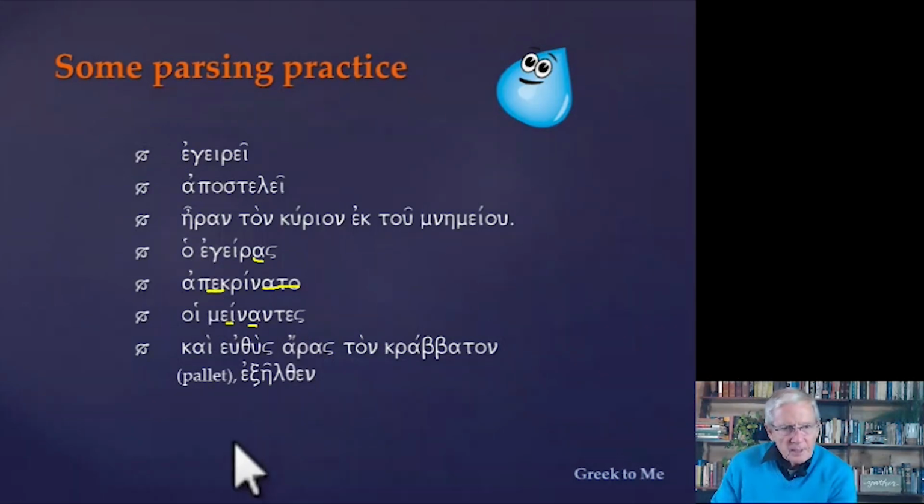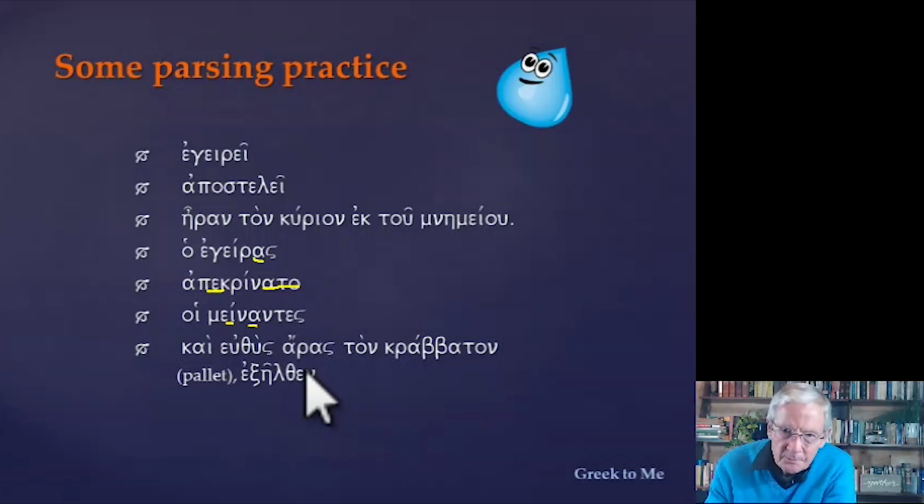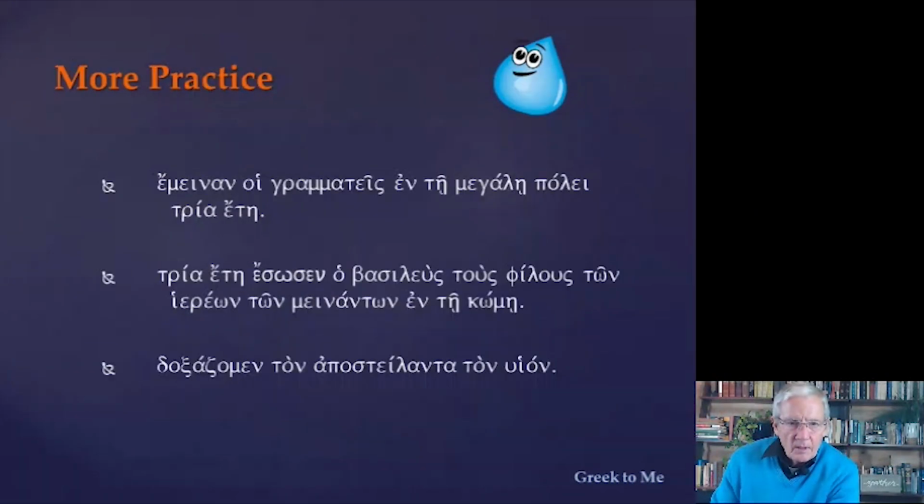And the last one, kai euthus, and immediately, aras. This is from airo. And this is an aorist, active participle, masculine, singular, nominative. So having taken up ton krabatton, the pallet, meaning his pallet, exelthen, he went forth. All right, you do a little work here, and then we'll compare our translations.